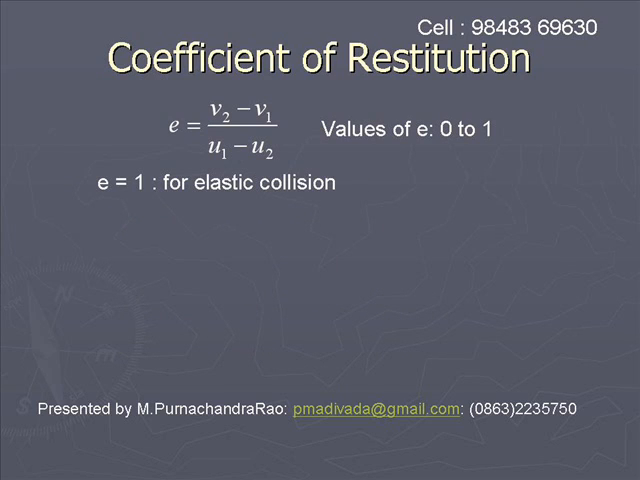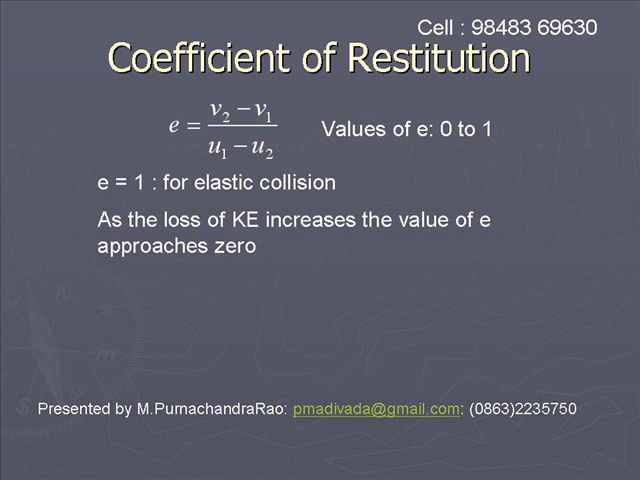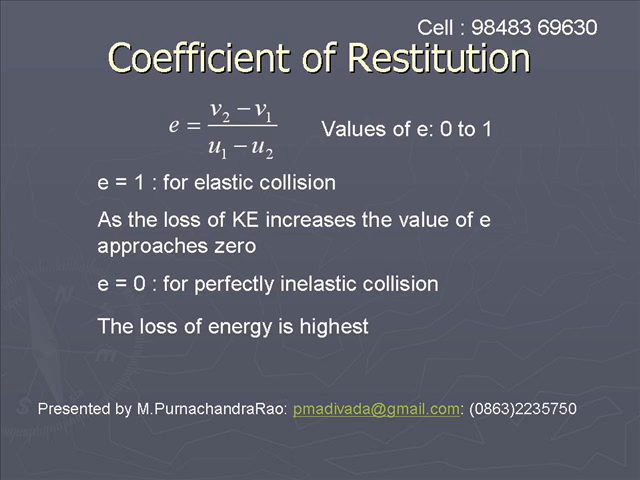If it is an elastic collision, the value of E is 1. As the loss of energy increases, the value of E approaches 0. When the bodies stick together, that is perfectly inelastic collision, the value of E is 0. Then the loss of energy is the highest. So the E value indicates the loss of energy.